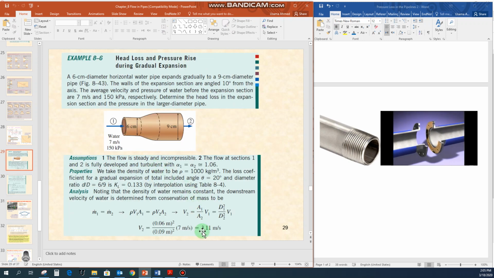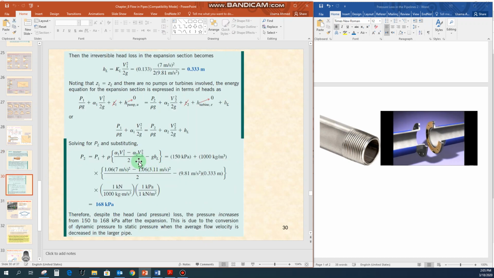V2 comes out to be 3.11 meter per second, and the value for g is given. The head loss you have calculated is 0.333. So you can put the values in this equation, and the value for the pressure at point 2 comes out to be 168 kilopascal, which is asked in the question.